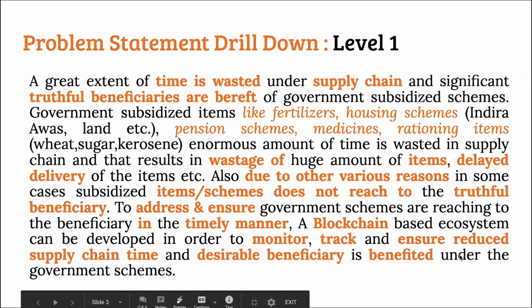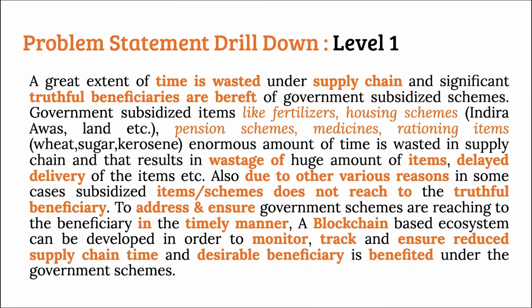So as the name of the problem statement suggests, it's a smart subsidy system. The basic problem statement was this, that a lot of time is wasted under supply chain and significant truthful beneficiaries are bereft of government subsidized schemes. So we all know that the government has introduced a lot of schemes like fertilizers, housing schemes, pension schemes, and a lot more for the benefit of the people. And we also know that a lot of time is wasted and many truthful beneficiaries do not receive these benefits that are meant for them.